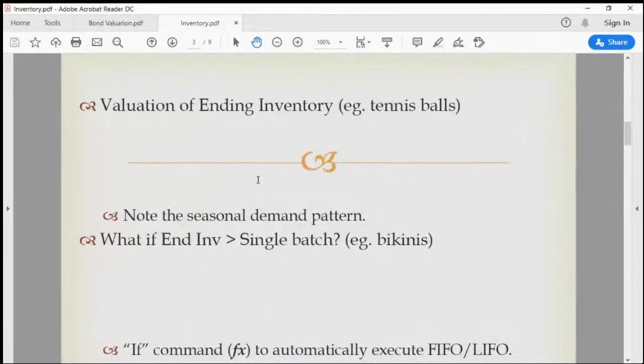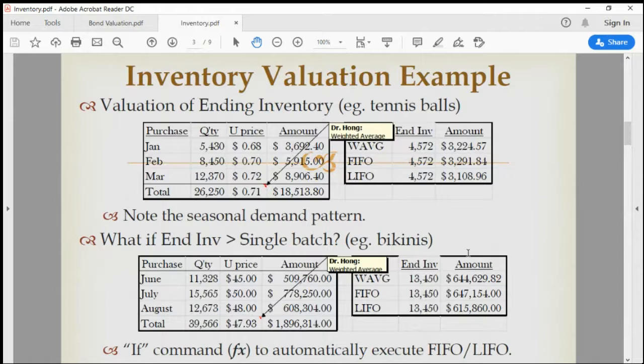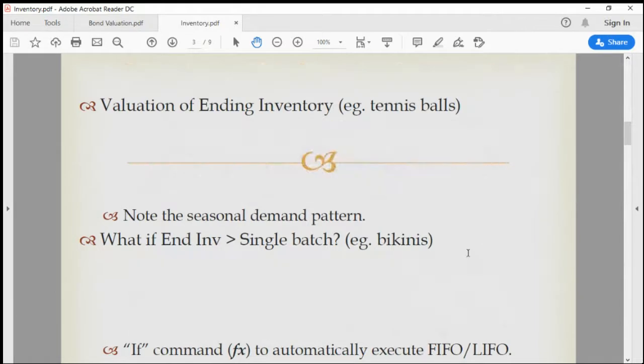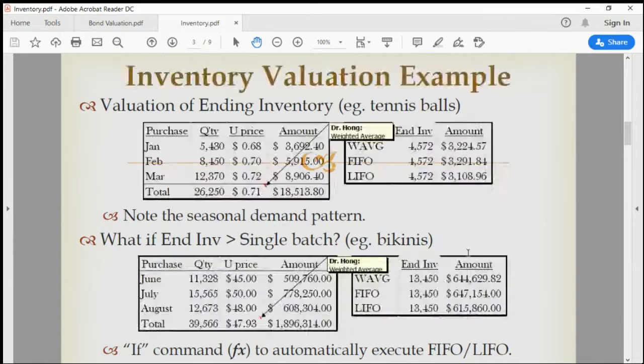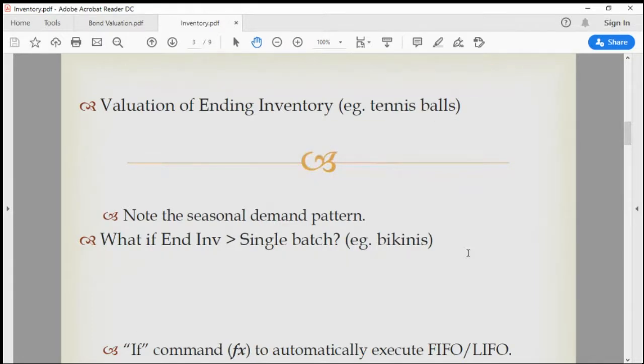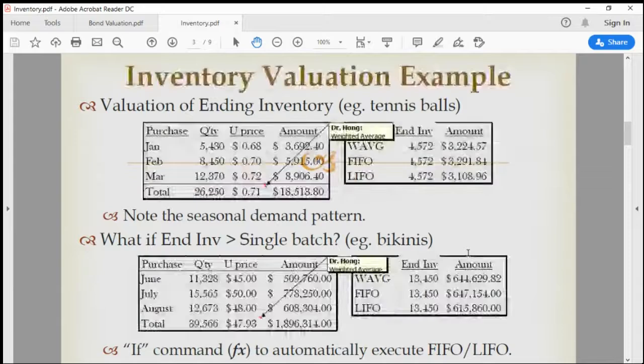Why? You use the simple average when they are all in equal proportion. But when they are in different proportions, the weights are different. Look, the quantity of the January purchase is 5,000, February purchase 8,000, March purchase 12,000. They are all in different quantities, different proportions. So clearly, their weights are different. You cannot simply add them up and divide by 3.